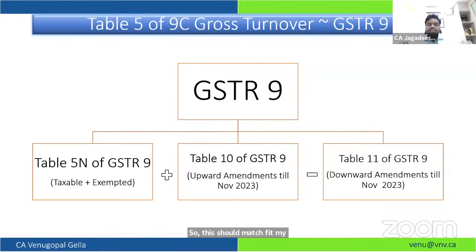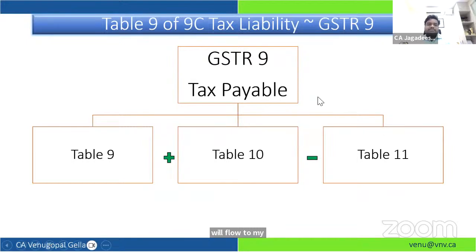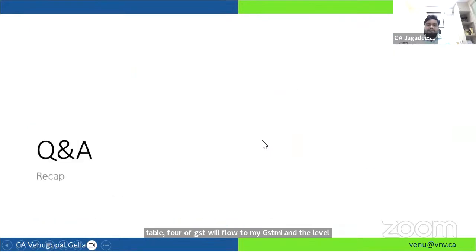So, 9C related validations. Okay, in 2 minutes we'll close. These are the 9C validations. Table 5 of GSTR-9, excluding the RCM turnover, plus 10 minus 11. This should match. This will flow to table 5 of 9C. This is the same for the tax payable. Whatever tax payable I reported in table 4 of GSTR-9 will flow to my 9C, and table 10 minus 11. This is my actual tax payable.